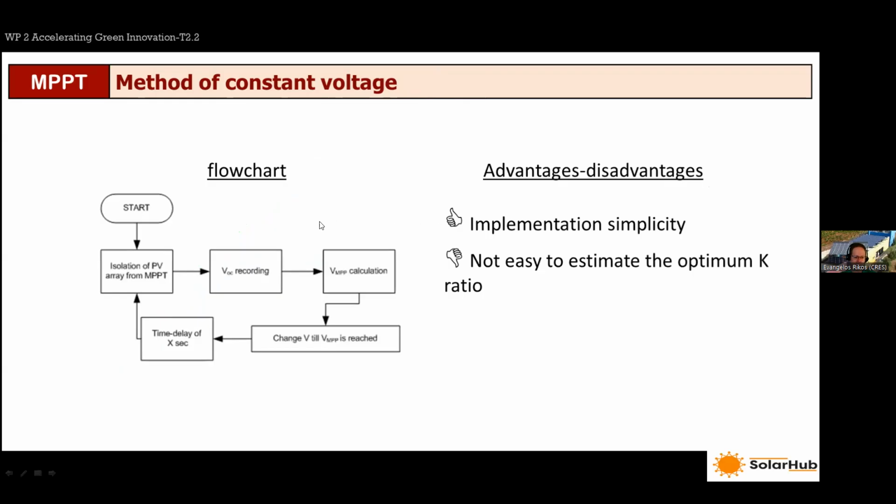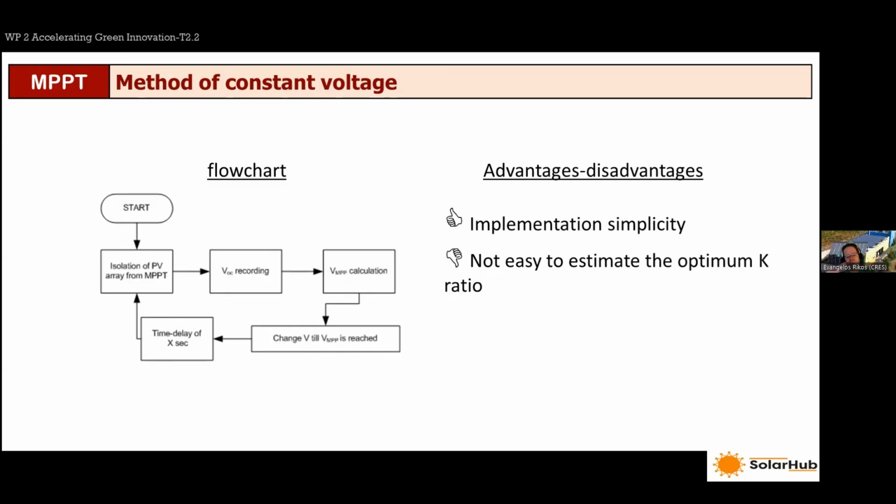The flow chart is very simple as well. The initial step involves the isolation of the PV array from the MPPT device. You disconnect the circuit in order to force an open circuit condition on the photovoltaic. You measure the open circuit voltage, and then you use K in order to calculate the MPP voltage value. You change the actual voltage to the MPP value, and you just wait for some time in order to repeat that, just to avoid conflict of doing this very fast.